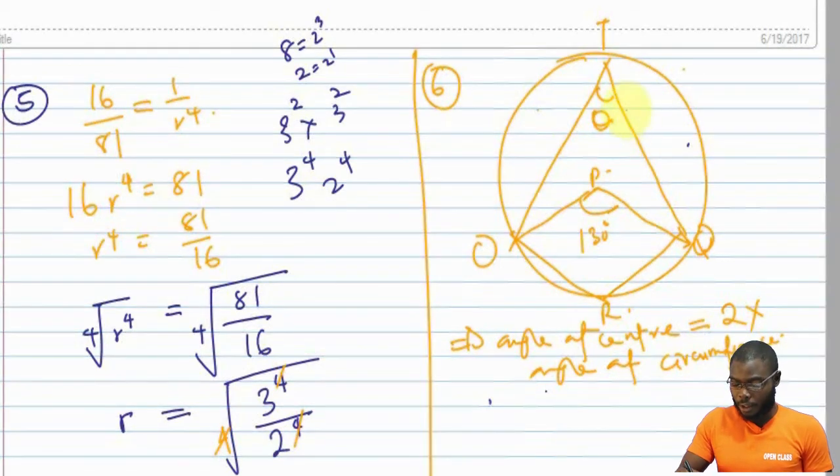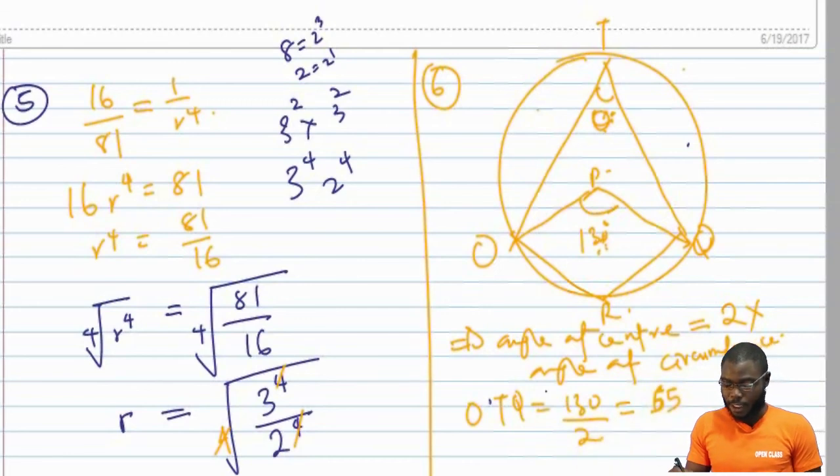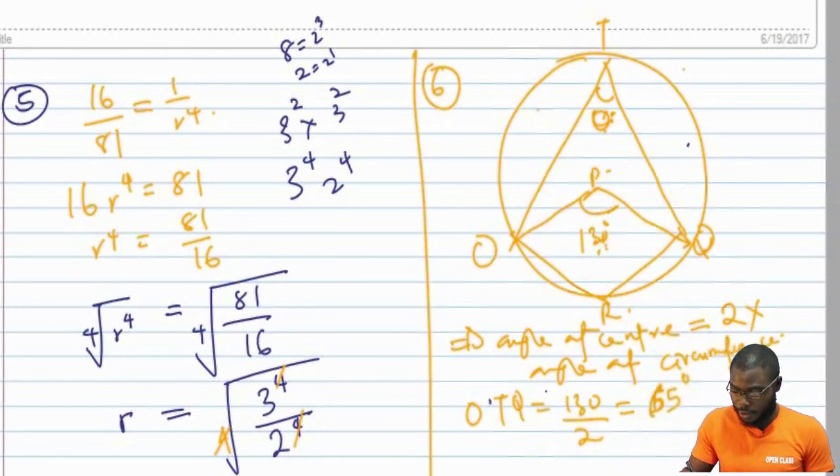Now, it's simple. You don't really need to solve anything. This angle here is just half of this angle. This angle is double of this angle. So the angle you're looking for is this angle over 2. So your angle OTQ is equal to 130 degrees over 2. 130 divided by 2 is 65. So you have that to be 65 degrees.